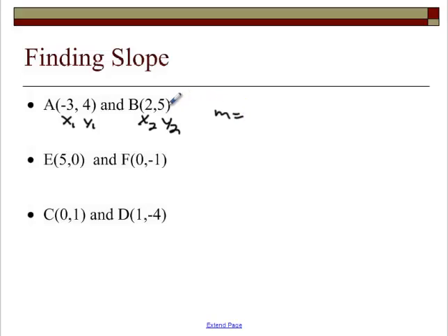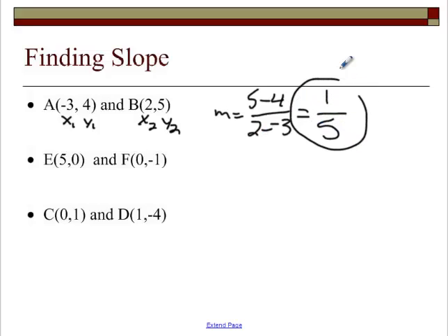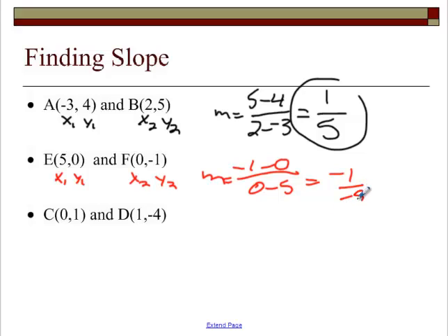So slope is y2 minus y1 over x2 minus x1. 5 minus 4 is 1. 2 minus the negative 3 is 5. So my slope is 1/5. Down here, x1, y1, x2, y2, negative 1 minus 0 over 0 minus 5. Negative 1 over negative 5. Let's simplify that to 1/5.